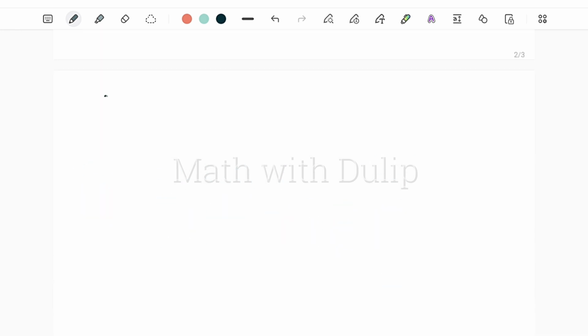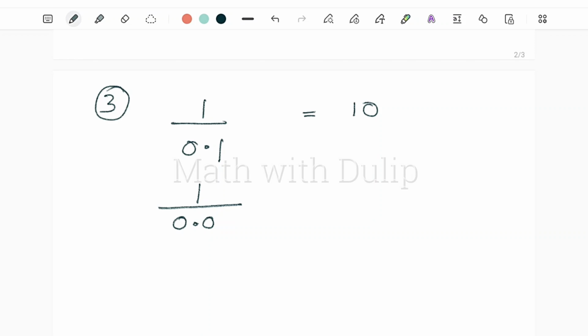And number 3, 1 divided by 0.1 is 10, and 1 divided by 0.01 is 100. How do you get that? The denominator is 0.01. To remove the decimal, I have to multiply by 100, and on the top I also need to multiply by 100. So the denominator becomes 1 and the numerator becomes 100.